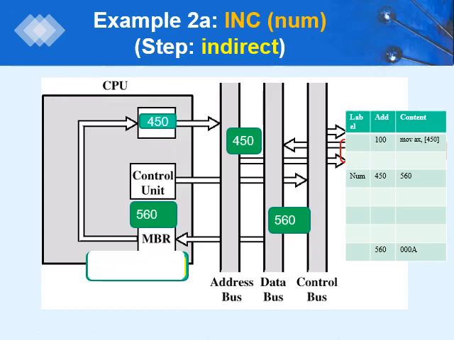And finally, the address field of the IR is updated from the MBR, so that it now contains a direct rather than indirect addressing. It now contains 560 instead of 450 in a bracket.